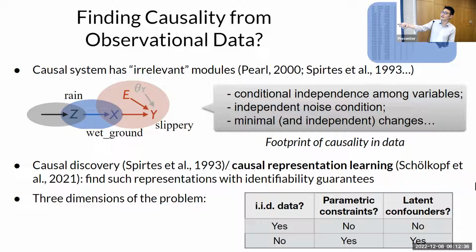Regarding the first question, essentially, we make use of a very fundamental property of a causal system known as modularity. Here, we have three variables: rain, wet ground, and slippery. They are dependent, right? And we have a causal view. We know something generates rain, rain generates wet ground, and wet ground makes the ground slippery. We know the causal process.